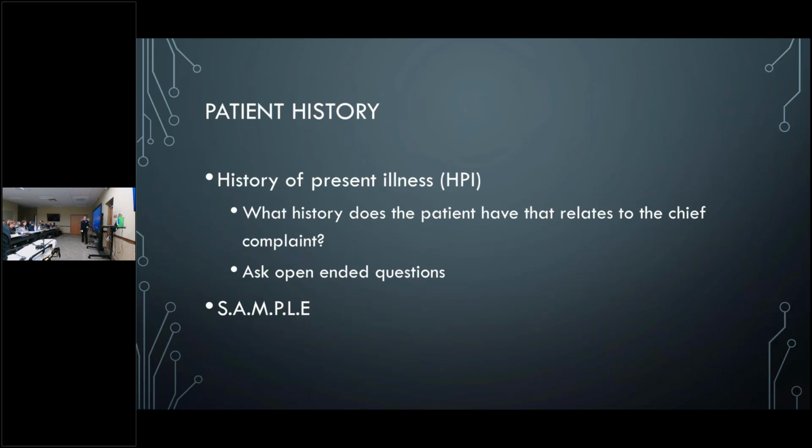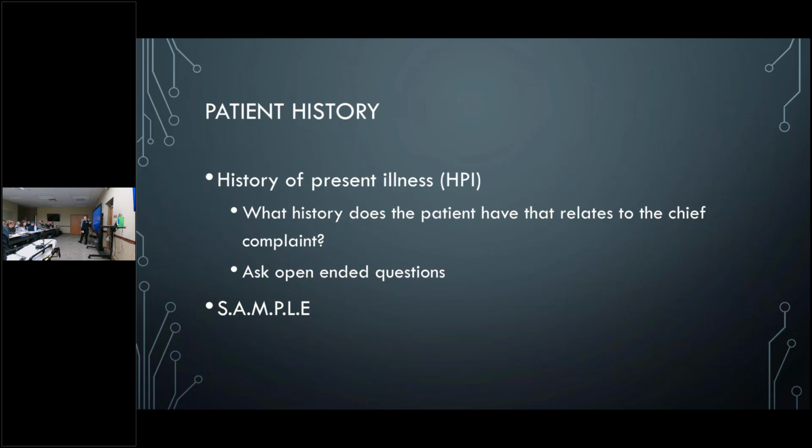We have our history of present illness that we've obtained, right? So we've all talked about HPI. We just went over it with Miss Hannah over here. So we're going to be using our SAMPLE history, right? So signs and symptoms, allergies, medications, past medical history, last oral intake and output, and then our events leading up to, right?